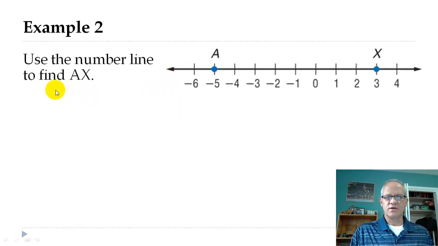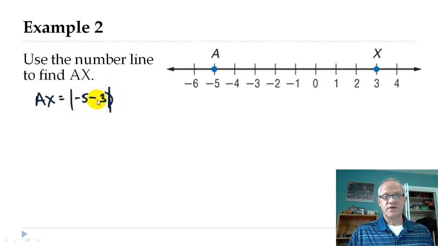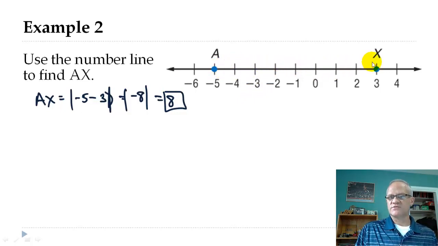Again, same kind of thing, but if we're going to do AX here, remember we're going to take the absolute value and we're going to subtract 2 of them. Doesn't matter which order we do it in. Let's do -5 minus 3. Maybe I should have made that an absolute value bar. -5 minus 3 is -8, and when we take the absolute value, we get +8. Well, if I count this out, what do I get? 1, 2, 3, 4, 5, 6, 7, 8. Ta-da! Okay, pretty easy, right?